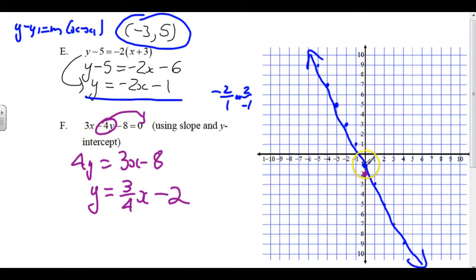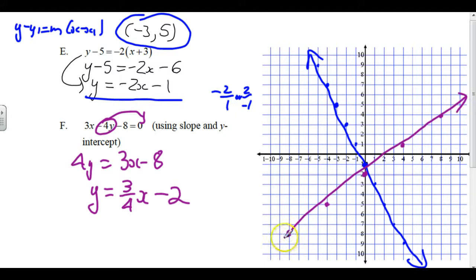3/4, go up 3. 1, 2, 3. Right 4. Go up 3. Right 4. Go down 3. 1, 2, 3. Go left 4. Go down 3. 1, 2, 3. 1, 2, 3, 4.